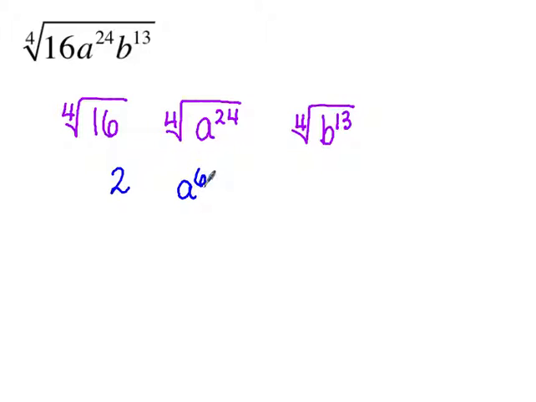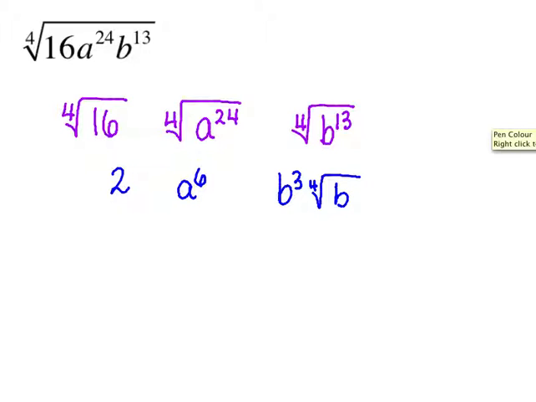Okay, so now let's think about that. What is the biggest number smaller than 13 that's divisible by 4? 12, right? 12 goes into 4 how many times? 3. So really, would you agree that I'm going to have a b cubed, right? Because that's 12. So I've taken out 12. How much is left for inside? 1. Okay. So now we have to combine that all in our answer, and we're good to go.